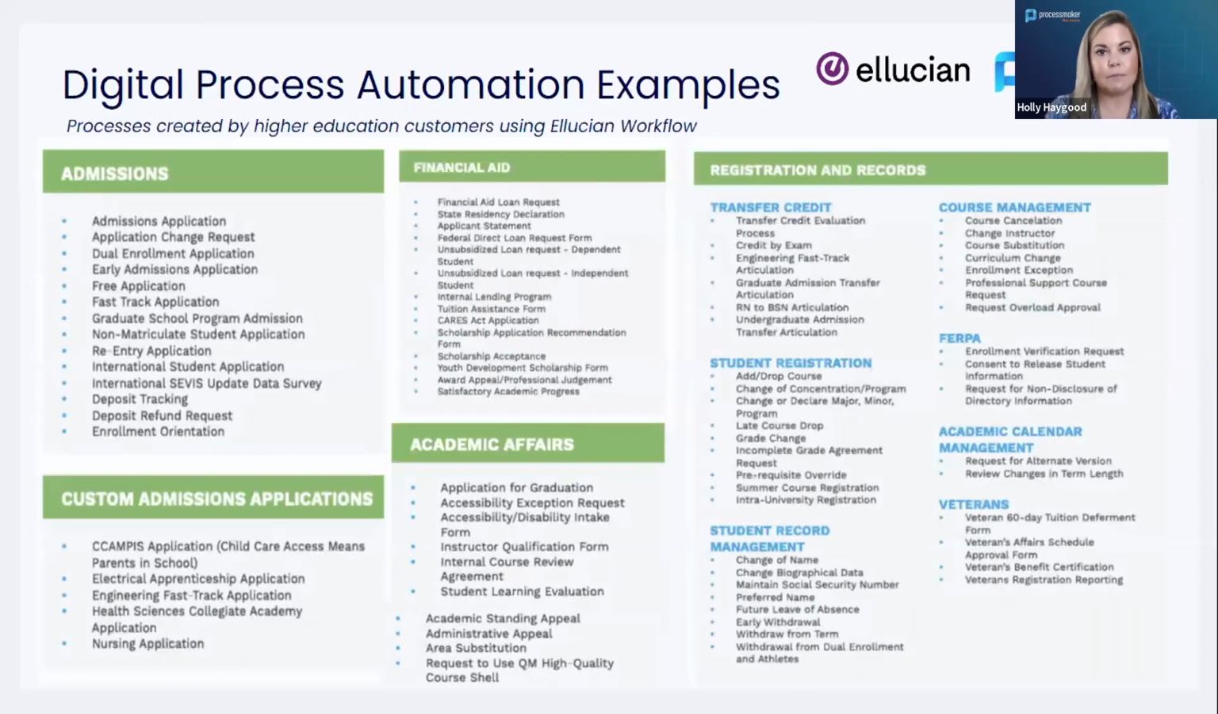Here are some of the examples. These are more student-facing of what our current Ellucian Workflow customers are automating across their campuses. You have anything from admissions, like dual enrollment application, to financial aid loan requests, to registration and records such as transfer credit, add/drop courses, change of major, etc. We also offer, like I said, the back end of the house, so employee on and offboarding, leave request for extended amounts of time, and student charge things.